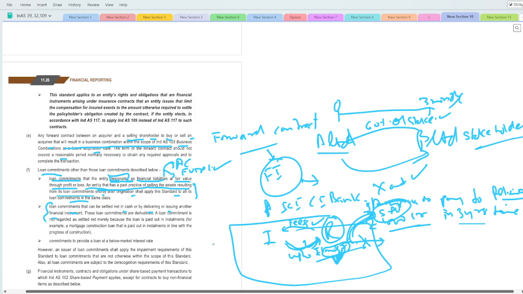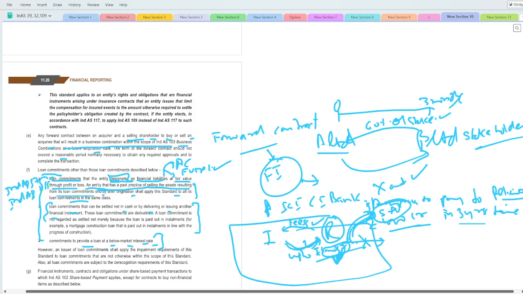नेट में अगर आप सेटल कर रहे हो तो फिर ये आपका डेरिवेटिव्स है, and for the derivatives you will be applying the financial instrument accounting standard. सिमिलरली अगर आपका कोई कमिटमेंट है जो आप बिलो मार्केट इंटरेस्ट रेट लोन पे दोगे, तो उसके लिए भी फिर आपको Ind AS 109 ही अप्लाई हो रहा है। अदरवाइज इन तीनों को छोड़ के बाकी जो लोन कमिटमेंट्स हैं उसके लिए डेडिकेटेड अकाउंटिंग स्टैंडर्ड्स हैं, that is Ind AS 37 and Ind AS 115, you will be applying.